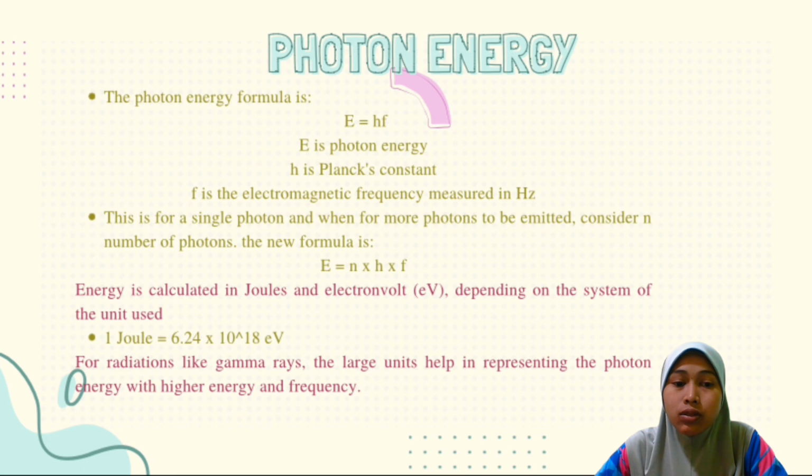So 1 joule is equal to 6.24 multiplied by 10 to the power of 18 electron volts. For radiation like gamma rays, the large unit represents the photon energy with higher energy and frequency.